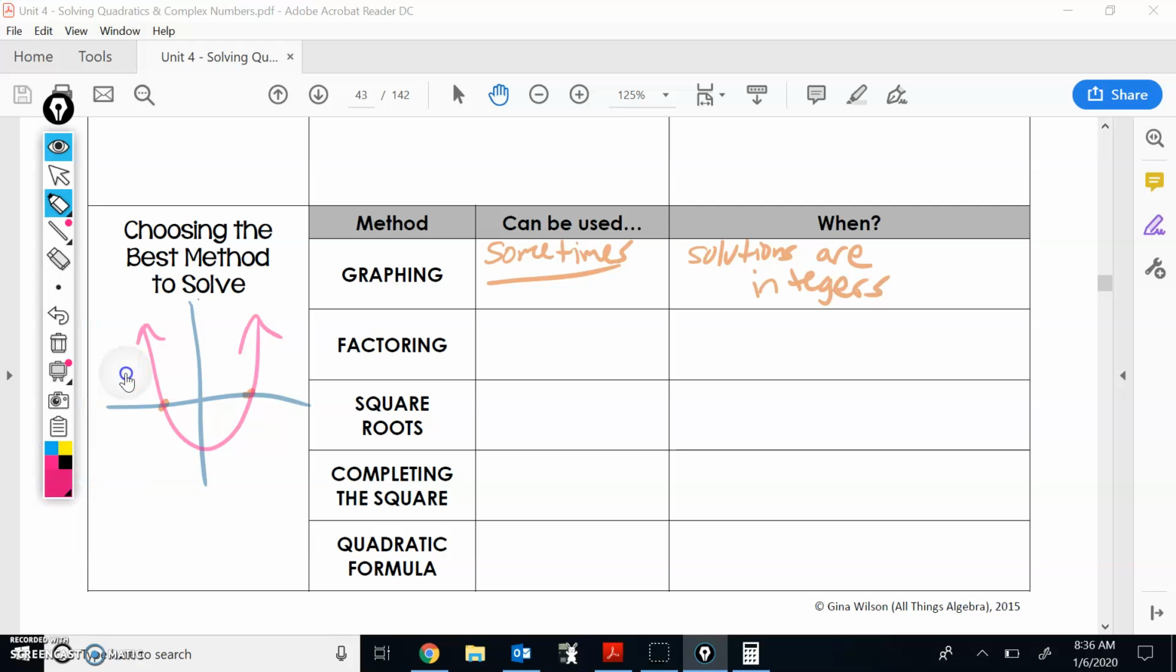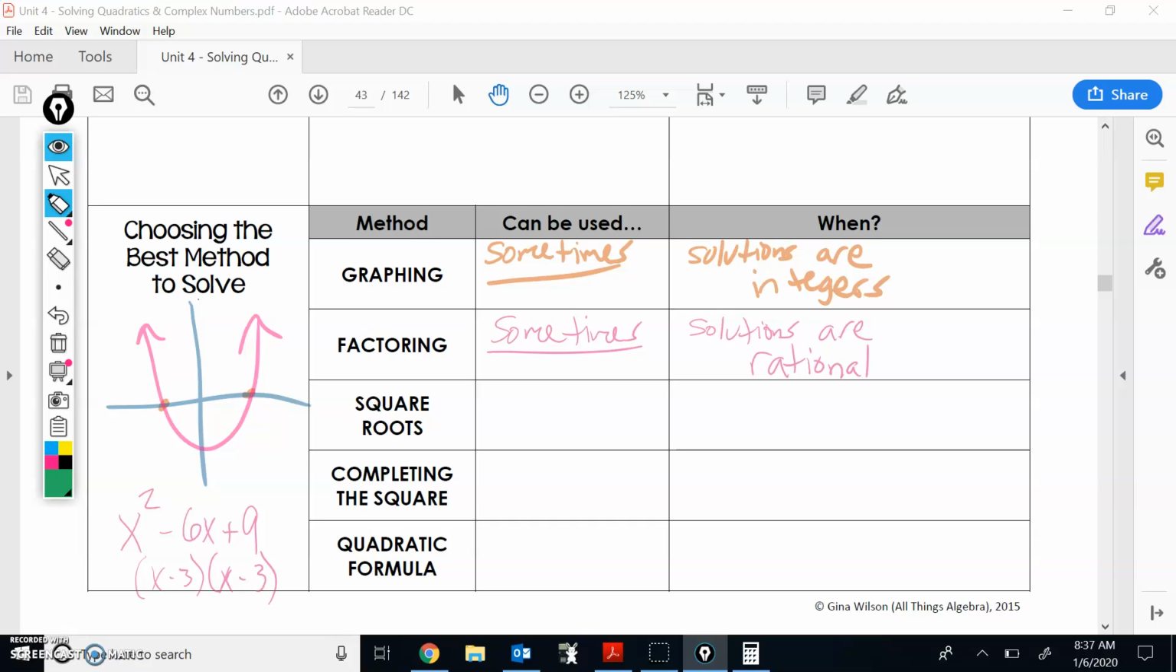It's sometimes best to do the factoring method. It's best when solutions end up being rational. If you can factor a quadratic, so for example, if you have x squared minus 6x plus 9, that could be factored into x minus 3, x minus 3. So if you can factor it, go ahead and factor it. Again, not all quadratics will be factorable.